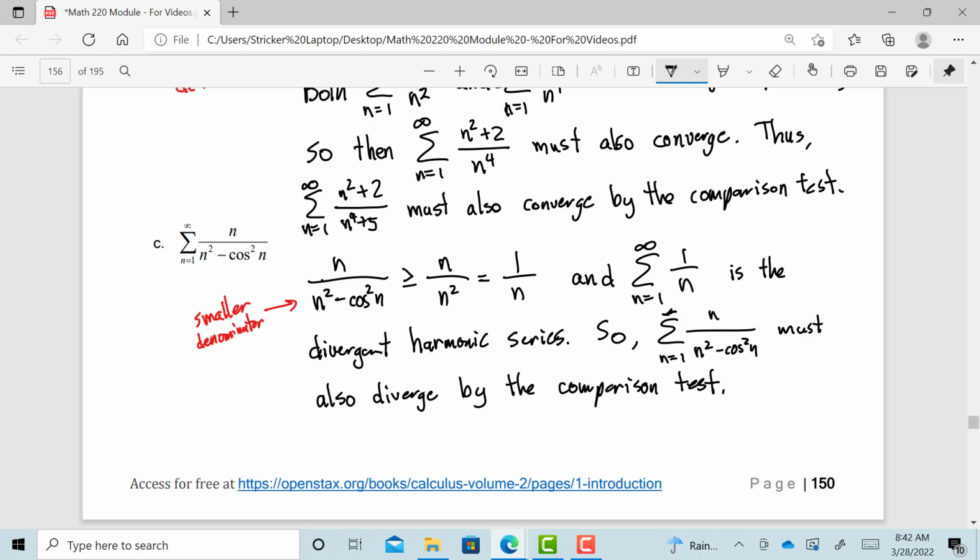Now, you may be asking yourself, well, what happens when these little inequalities that we have to do to make the comparison test work don't go the right way? Well, that's where our other test comes in. That's the limit comparison test. So we'll go ahead and take a look at that in the next video.